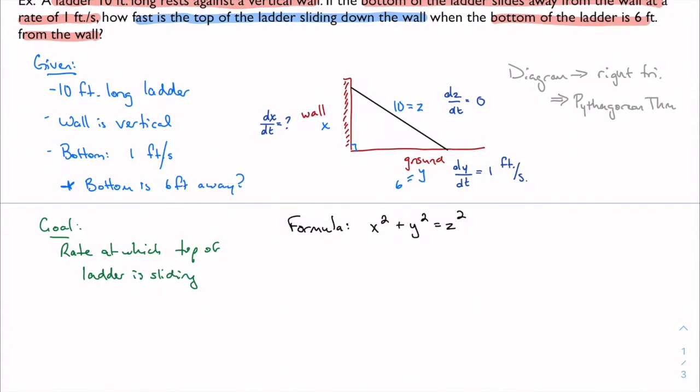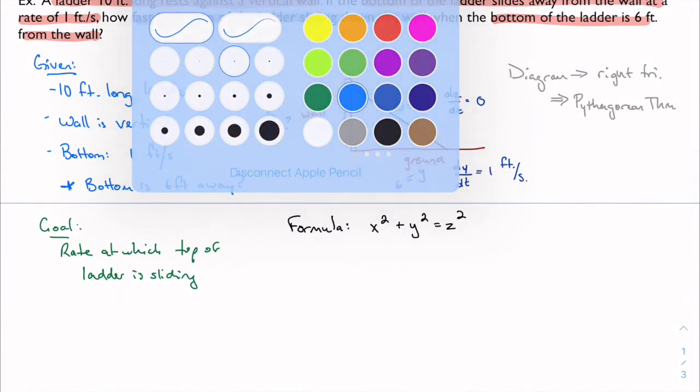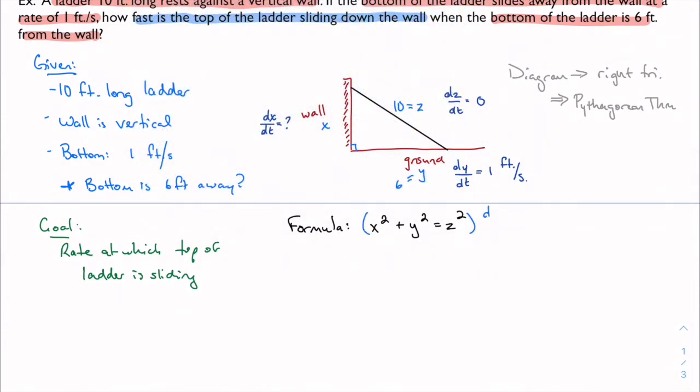And of course, the next thing to do was to differentiate implicitly. So I'm going to take this entire thing, and for the sake of space, I'm just going to write it over here. This is going to give me 2x dx by dt, plus 2y dy by dt, plus 2z dz by dt.